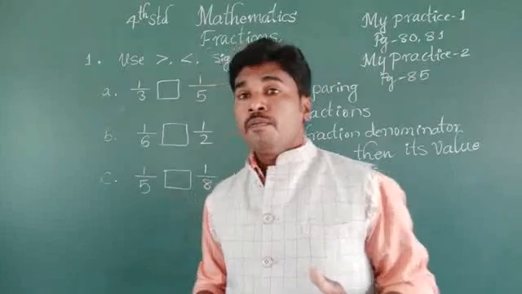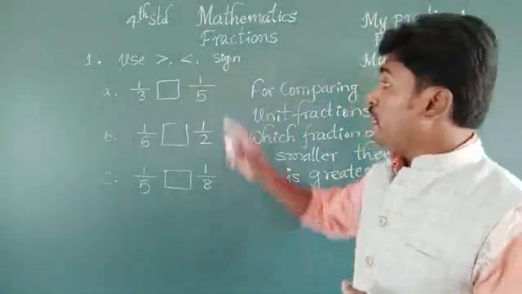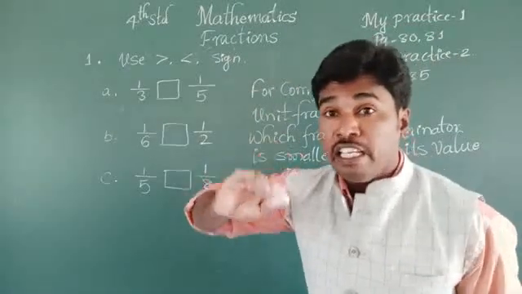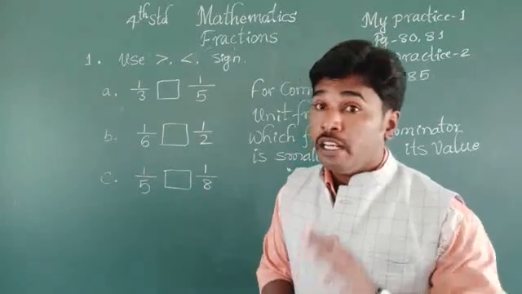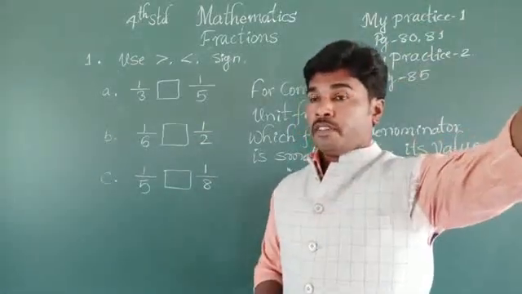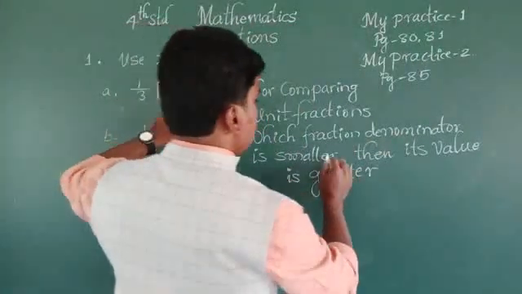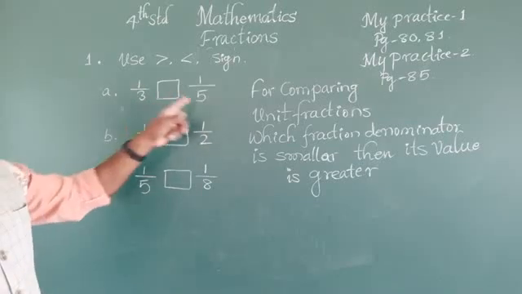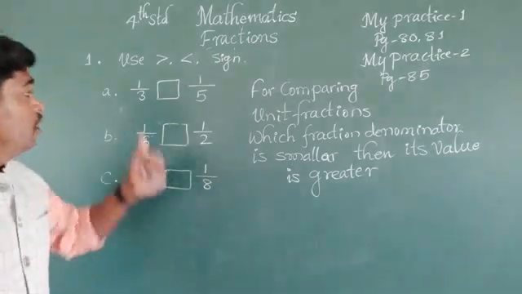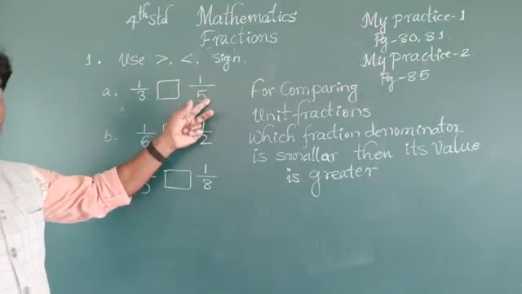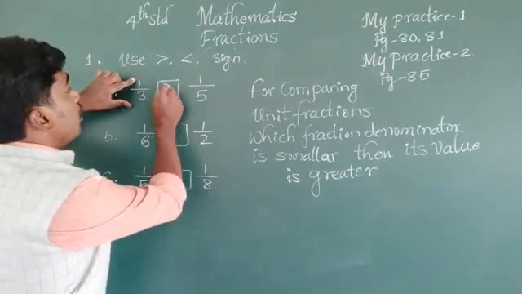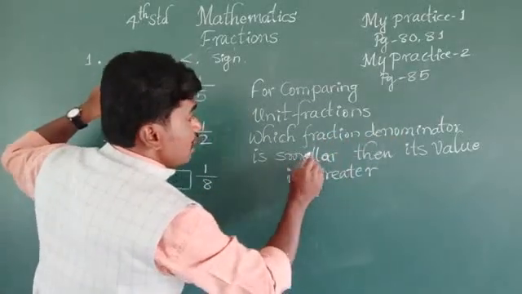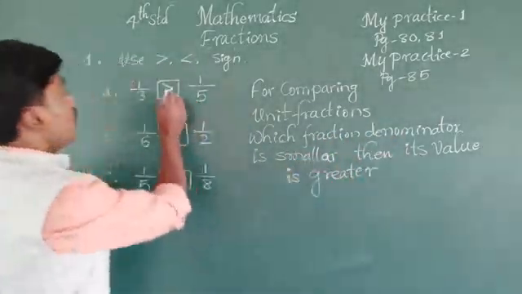While comparing unit fractions, unit means the numerator is 1. The fraction whose denominator is smaller has the higher value. So 3 and 5, which is greater? 3 is smaller, 5 is greater. So this value is greater: 1 by 3. In which fraction the denominator is smaller, its value is greater.